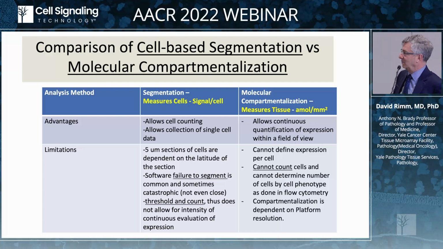And the other thing that worries me about measuring cells is this failure to segment or failure to optimize your titration. But not to say that one is necessarily better than the other, but I would argue you need to use both. The problem with molecular compartmentalization is it hasn't been very generally available. The AQUA software, which we invented in my lab 20 years ago, is not commercially available. However, it can be mimicked with QuPath. QuPath is an open source software which can measure tissue as well as measure cells.